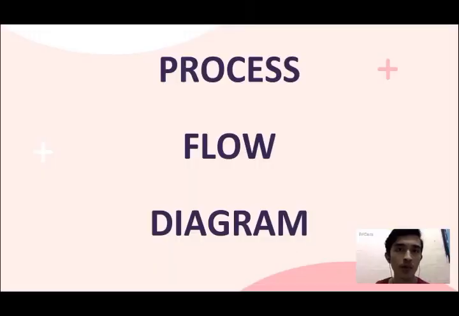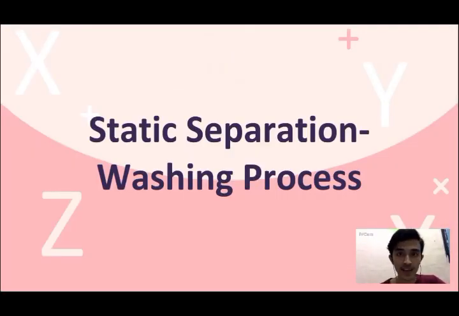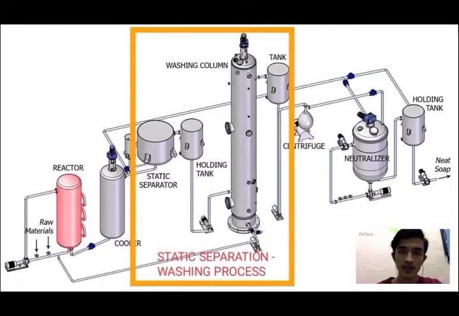Process flow diagram for static separation and washing process. For the static separation, the wet soap is pumped to a static separator, a settling vessel which does not use any mechanical action. The soap or lye is pumped into the tank, where it separates out on the basis of weight. The spent lye settles to the bottom, from where it is piped off to the glycerin recovery unit, while the soap rises to the top and is piped away for further processing.